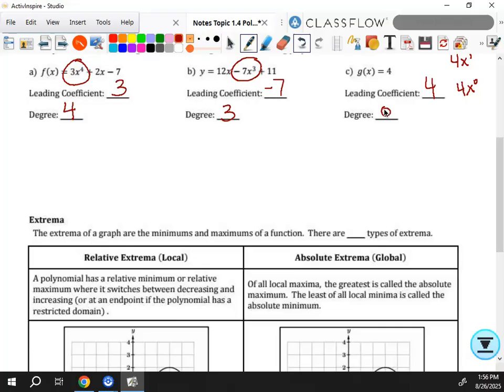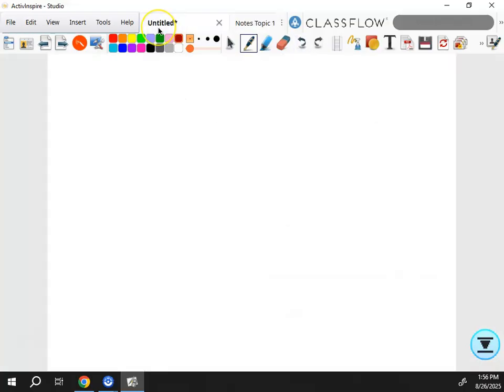Okie dokie. So now we're going to talk about some attributes of these graphs, right? And we'll get deeper into a lot of this stuff in the next week or so. But there's still some things we can do to figure out other things about our polynomials. So you don't have to write this down, just stay with me and it'll make sense.